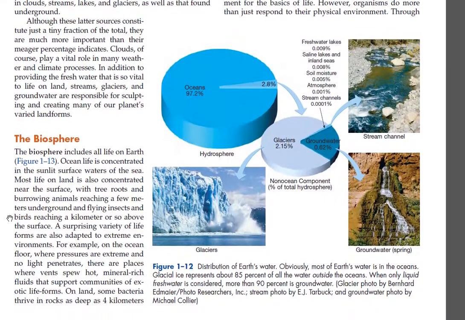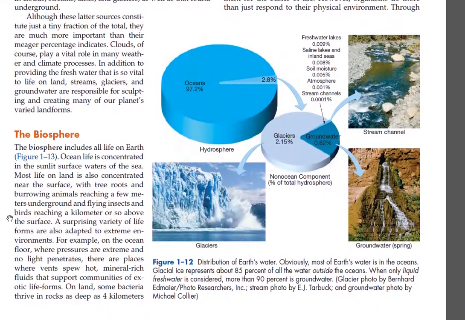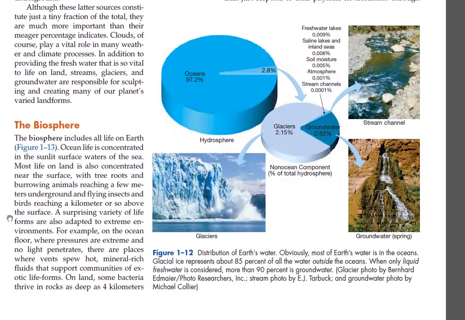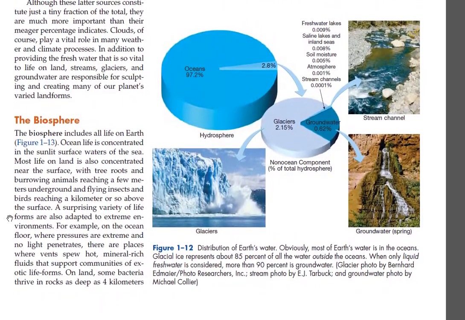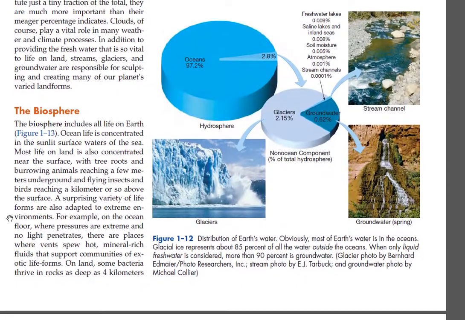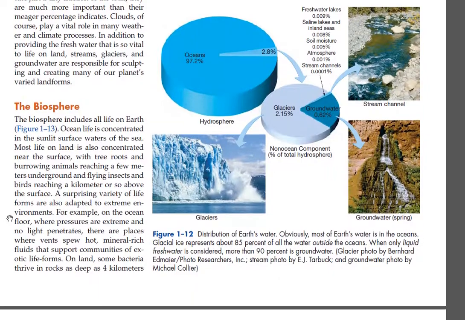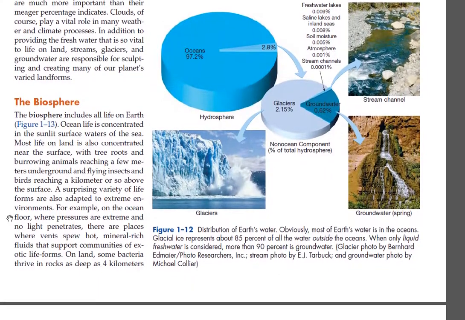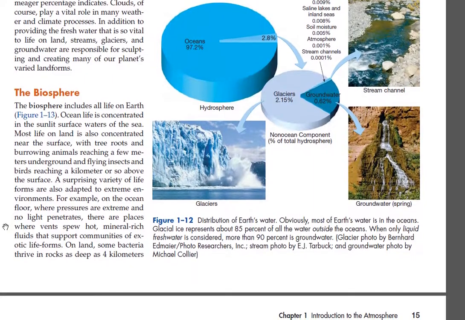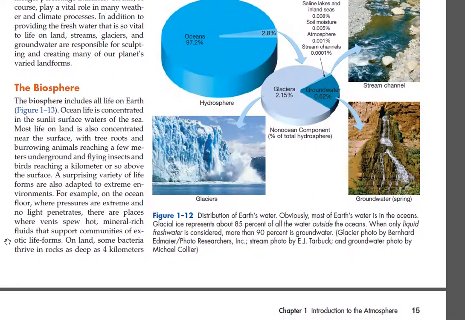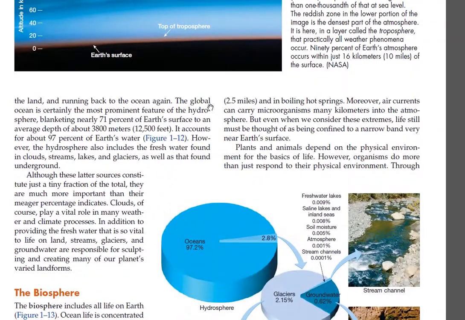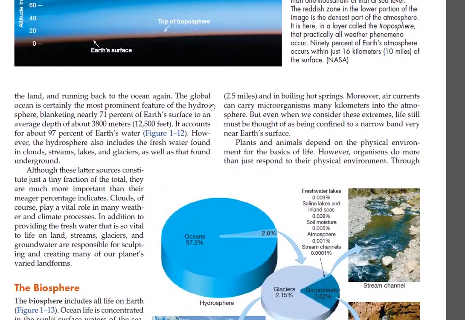A surprising variety of life forms are also adapted to extreme environments. For example, on the ocean floor, where pressures are extreme and no light penetrates, there are places where vents spew hot, mineral-rich fluids that support communities of exotic life forms. On land, some bacteria thrive in rocks as deep as 4 kilometers, 2.5 miles, and in boiling hot springs.